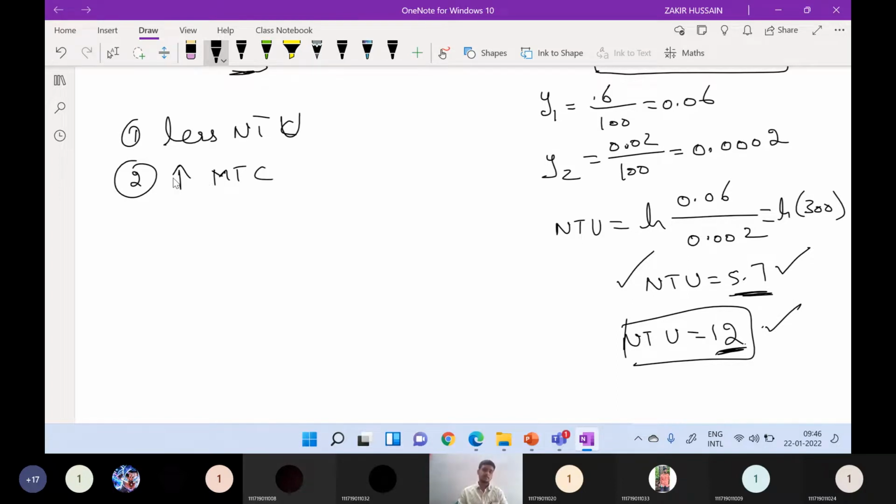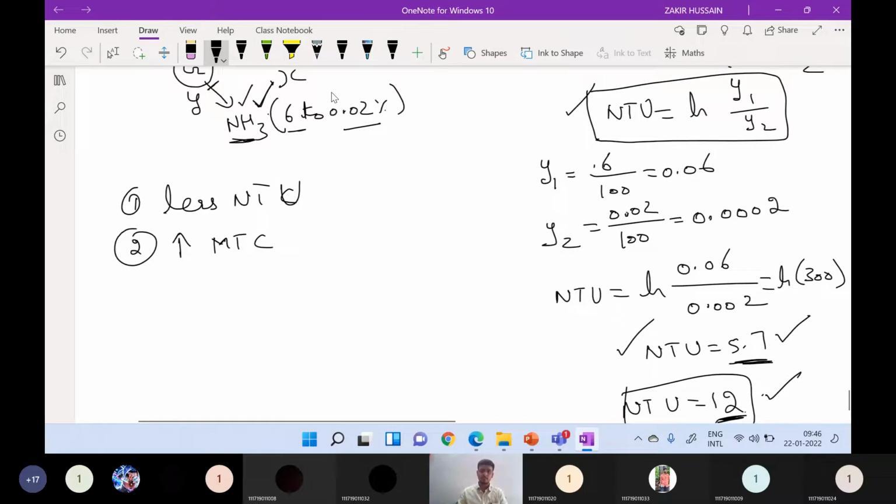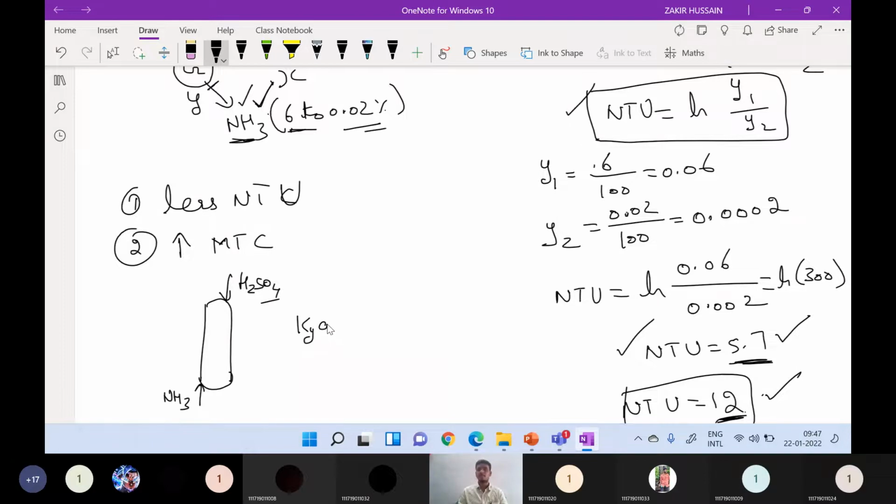The concentration is reducing very fast, from 6% to 0.002%. That's why the interfacial area offered will be very high. Due to the chemical bonding, the mass transfer coefficient will be very high. For example, the same thing for NH3 solubilizing in H2SO4, which is also an acid. NH3 is a basic gas, and if you operate this with H2SO4, what happens? Its KYA, the mass transfer coefficient value, will be around 1.52.